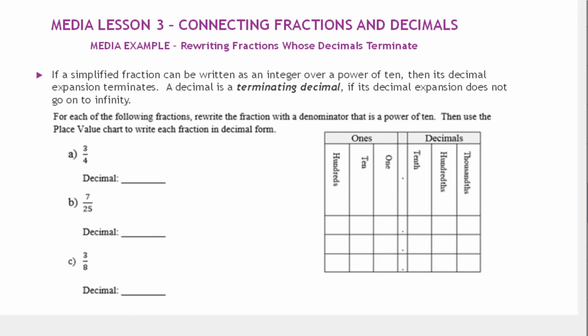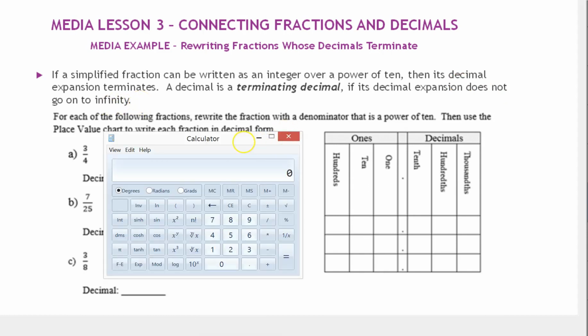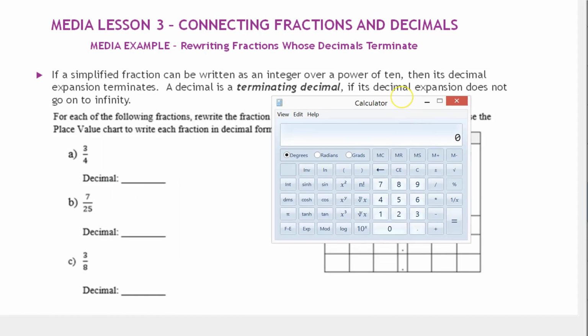I have the calculator ready, so let's look at an example of what it would look like on your calculator if you have a terminating decimal. 3/4, we've looked at this already and we know it's 0.75, but I'm going to divide 3 by 4 and the calculator gives me 0.75. This terminates because the decimal stops at 5, and this is exactly what the number equals.